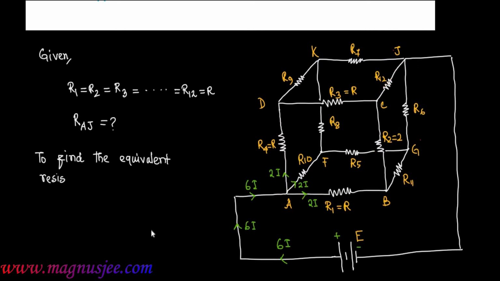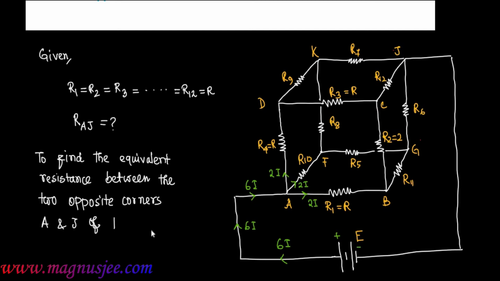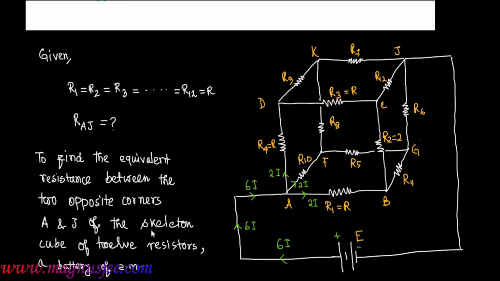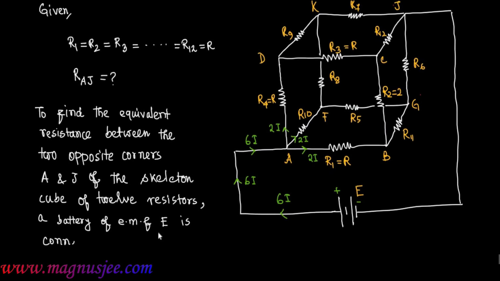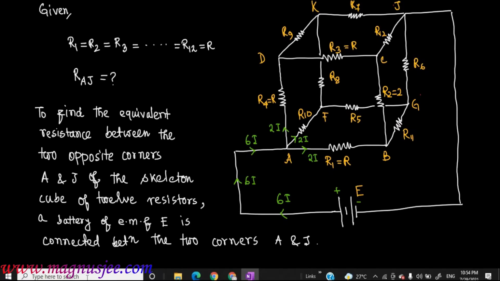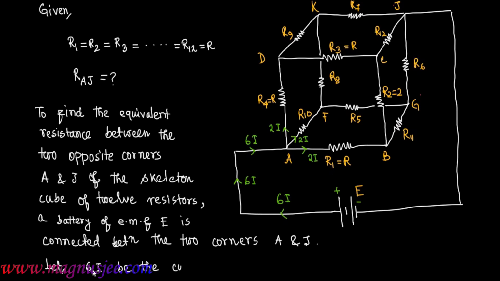to find the equivalent resistance between the two opposite corners A and J of the skeleton cube containing 12 resistors having equal resistance. A battery of EMF capital E is connected between the two corners A and J of the skeleton cube.